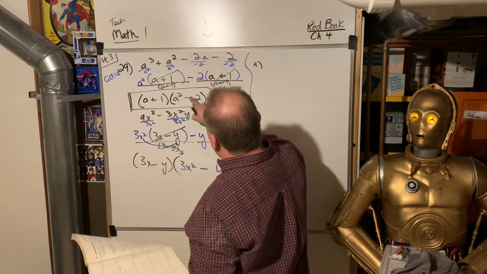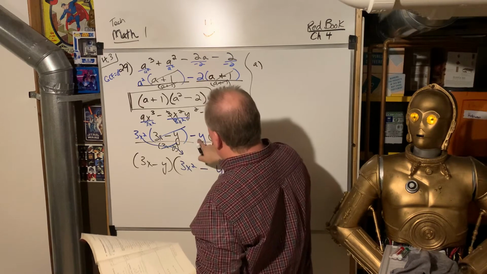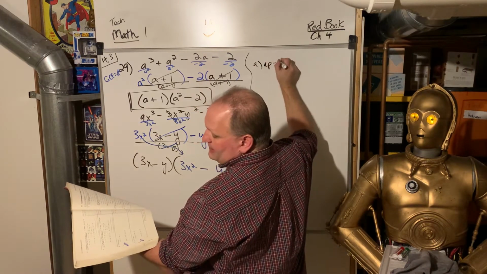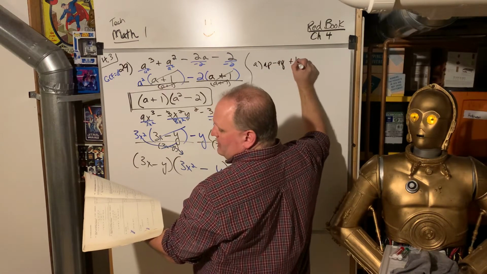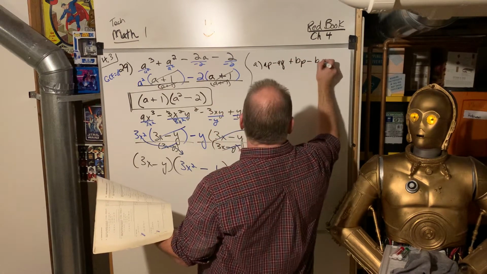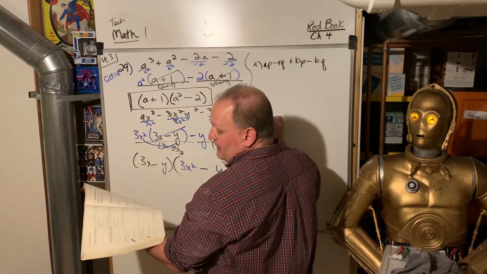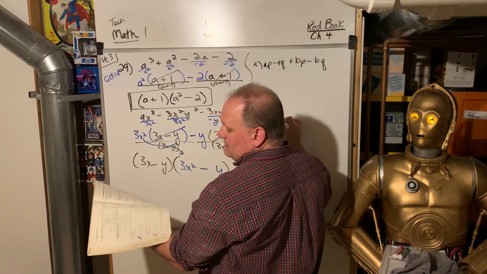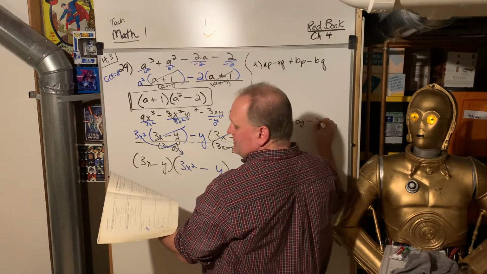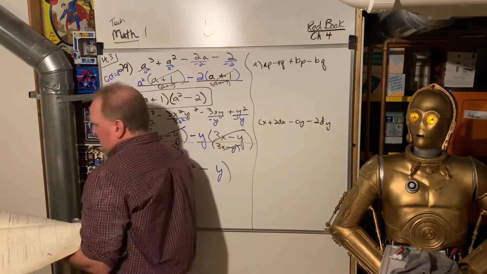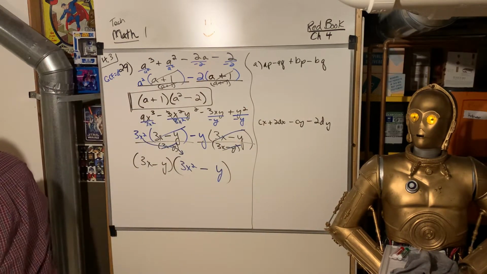It isn't always a negative. Those just both happen to be negatives that we had to pull out of here. Look at this: AP minus AQ plus BP minus BQ. And then the second one they have: CX plus 2DX minus CY minus 2DY. So this one we're going to have to do a negative, but this one we could just do a positive.